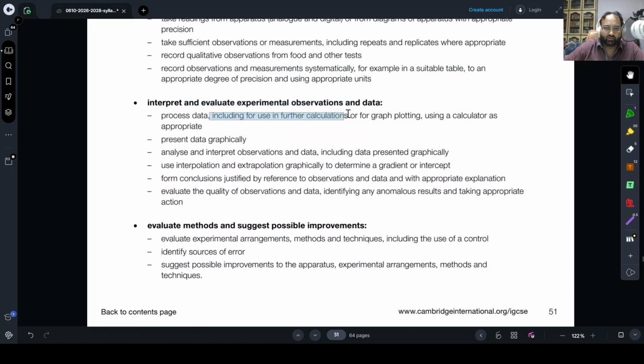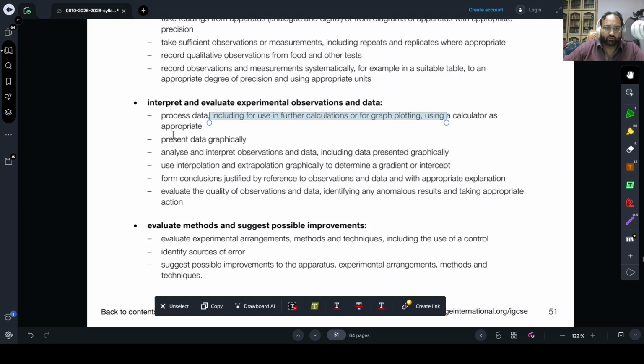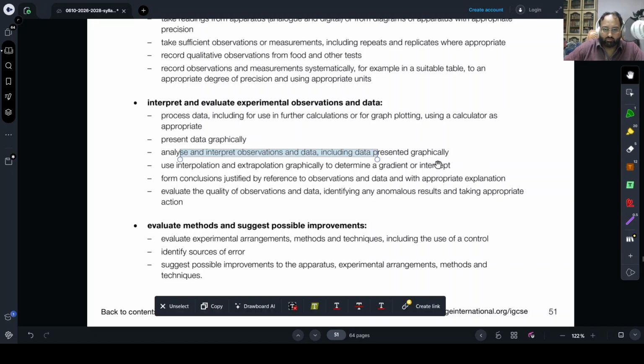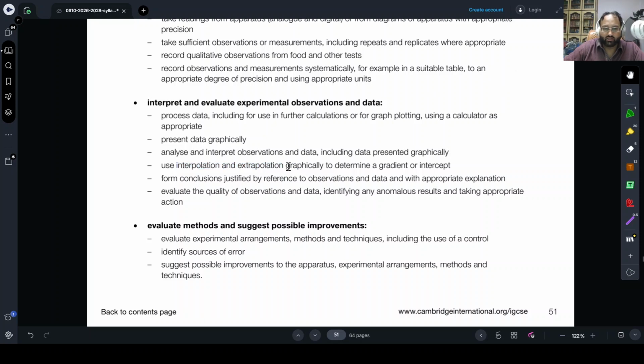So processing the data for further calculations, of graph plotting, using a calculator as appropriate, presenting the data graphically, analyzing and interpreting observations and data. Again, including graphical representations. Use interpolation, extrapolation. So interpolation is looking at the data that you have, and extrapolation is sort of making a guess of how the data would look for points that you don't have, right, beyond the experimental values, right? And so you're going to do that using a graph and a gradient or intercept.